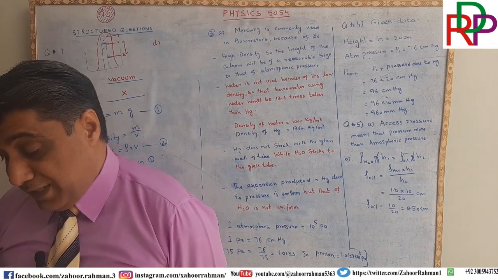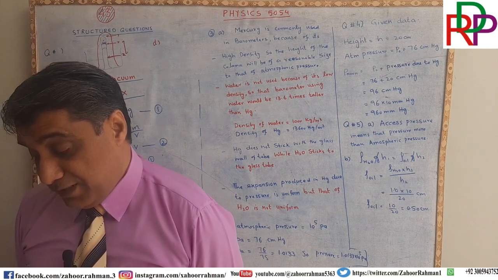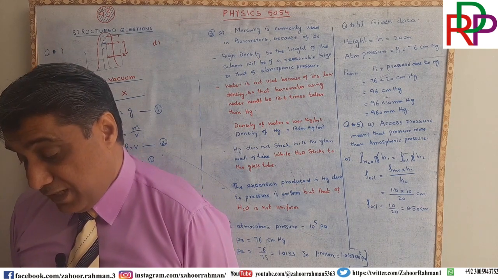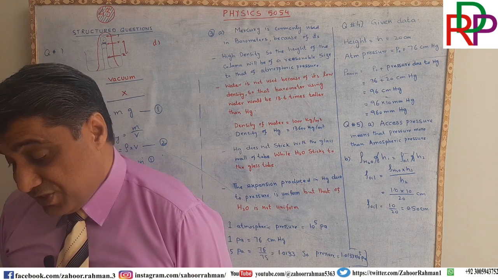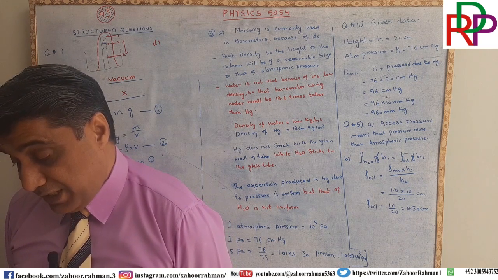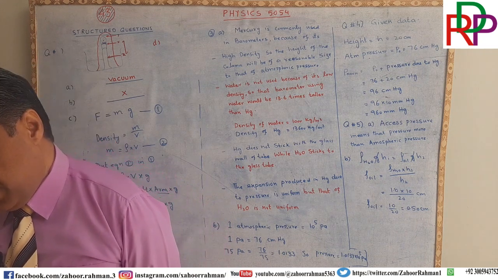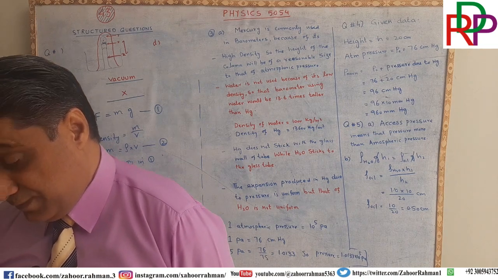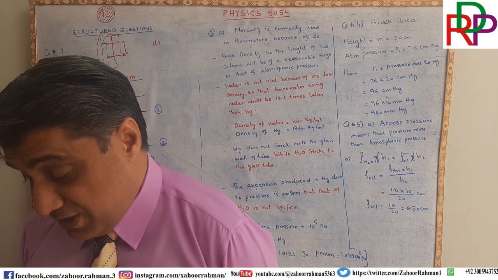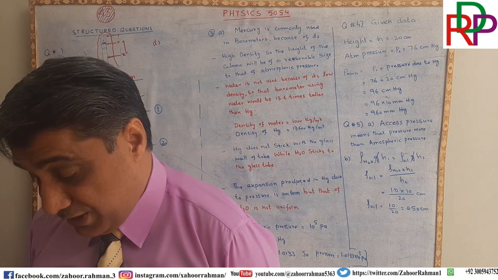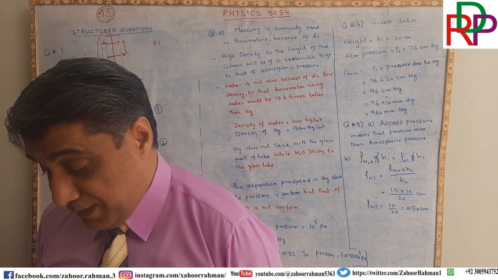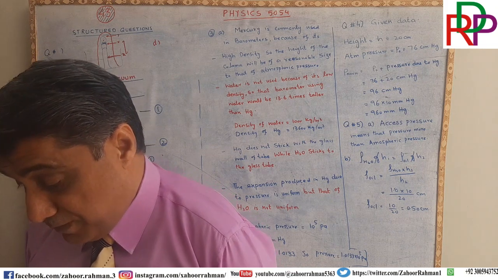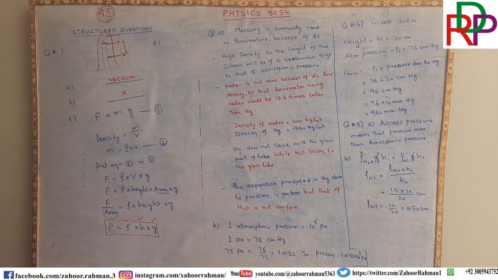Now, part B is saying: the atmospheric pressure above the surface of the sea is measured by a mercury barometer. If the reading is 75 centimeter, what is the atmospheric pressure in Pascal or Newton per meter square?